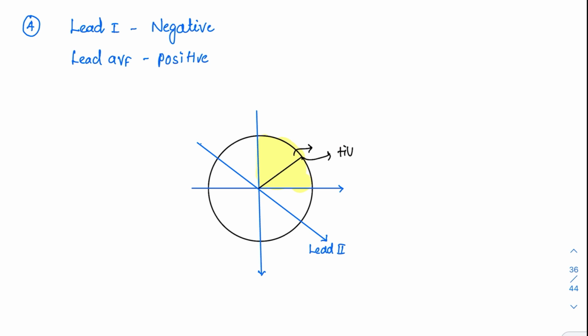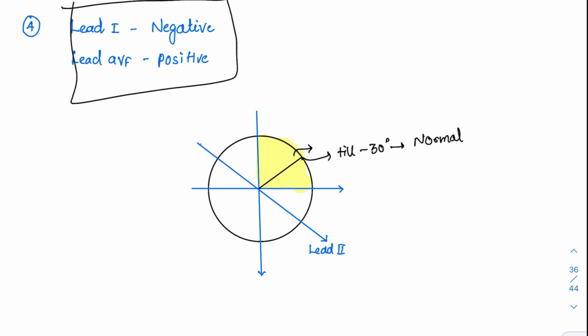Till minus 30 degrees, it is a normal axis. So whenever this combination comes, it can be a normal axis also. And this area where I am putting the dots, it is a left axis deviation. So both of it can be there. It can be a normal axis also and left axis also. Now what we have to do?